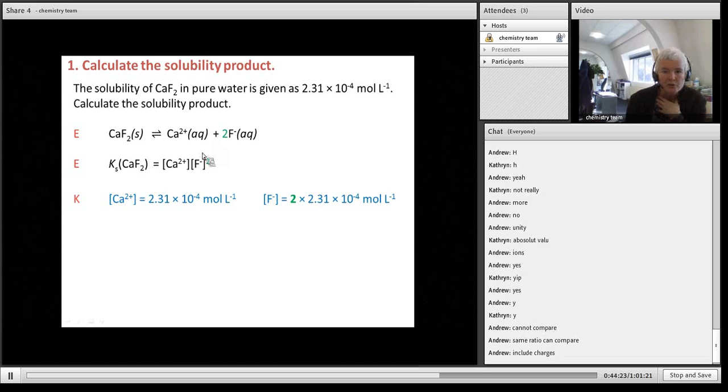So what we have to do is we say, okay, calcium fluoride. For every 1 calcium fluoride, I get 1 calcium ion. So if I know the solubility of calcium fluoride is that, it's going to be the same for my calcium. Can you see there, 1 is 1, so I have 2.31 times 10 to the minus 4, which is the same as that. Is that clear how we get the calcium concentration?